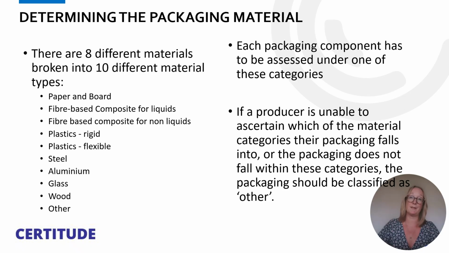And if a producer isn't able to ascertain which of the material categories their packaging falls into, or the packaging doesn't fall within one of these categories, then it needs to be classified through the other route. And examples of materials that might be classed as other include things like cork, bamboo, ceramic, copper, hemp, rubber, silicone.